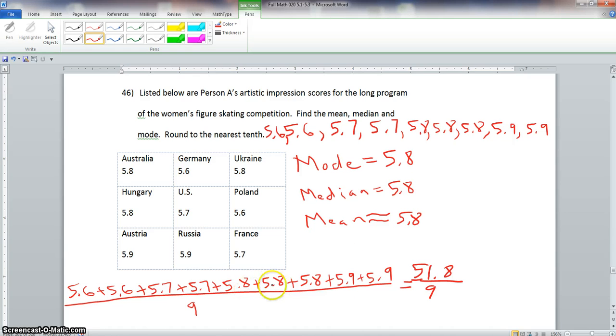I showed the work down here. We must first add up all of the numbers and then divide it by the amount of numbers we have. So when we add up all of these numbers, it gives us 51.8 for our numerator, and then our denominator is 9. Now we must divide this out.